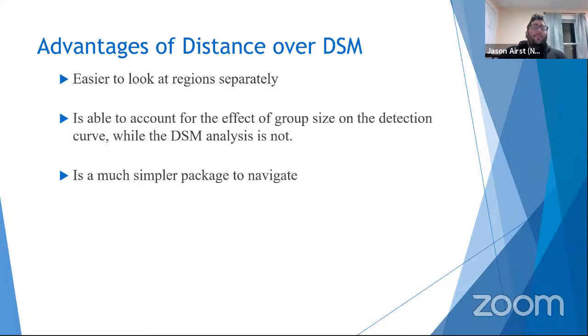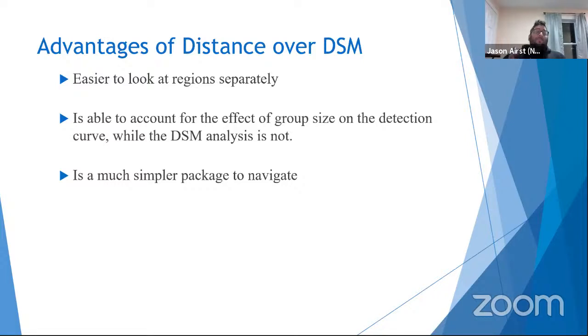The other thing that the distance sampling package can do that the DSM package cannot is that the distance sampling package can account for variation in the detection curve. So one of the things that I tested was looking at how group size impacted the ability to see groups from the line. And I found that there was a significant relationship between group size and detectability of that group.